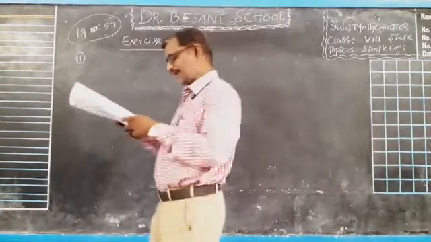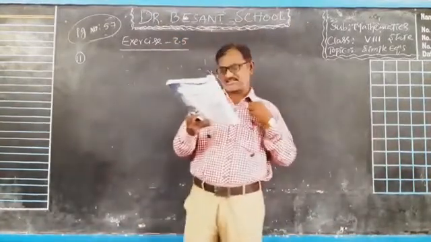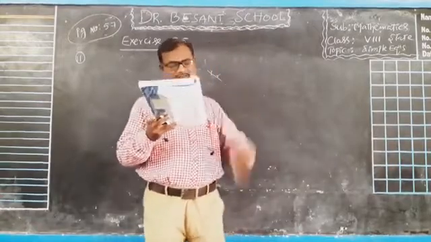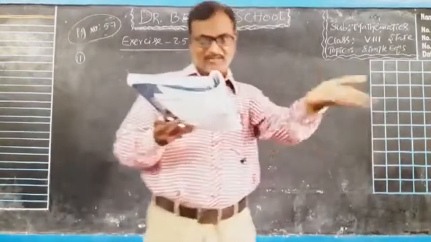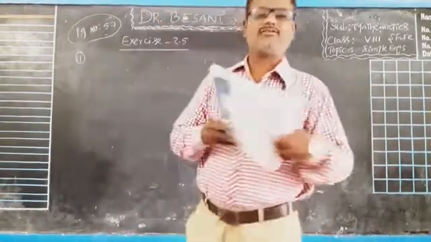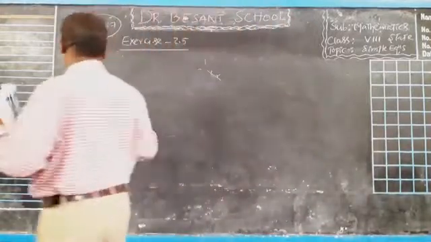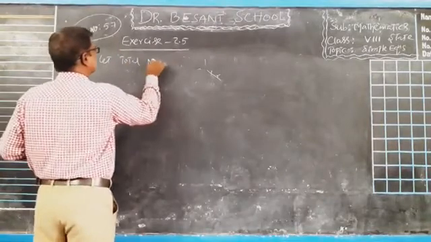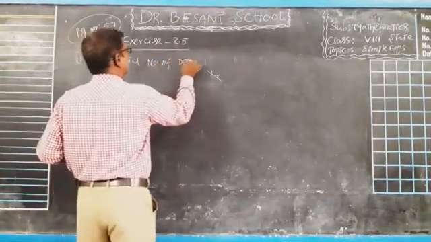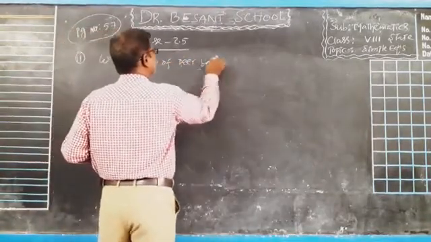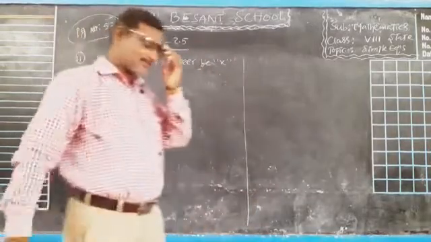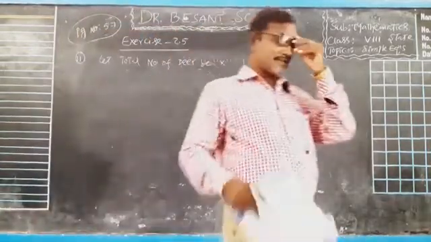1/4 of the herd of deer has gone to the forest. 1/3 of the total number of deer is in the field, and the remaining 15 are drinking water on the bank of a river. We need to find the total number of deer. See, let the total number of deer be x. What did I suppose? The total number of deer be x.